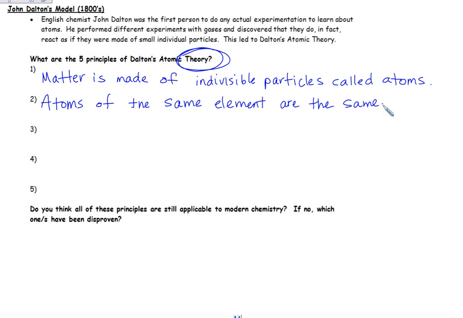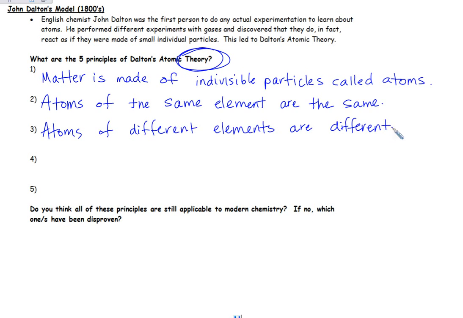Number 3. This is a crazy one. Atoms of different elements are different. Whoa. I hope you're sitting down right now because that probably just knocked your socks off, right? Wow! In other words, atoms of sulfur are not the same as atoms of copper.